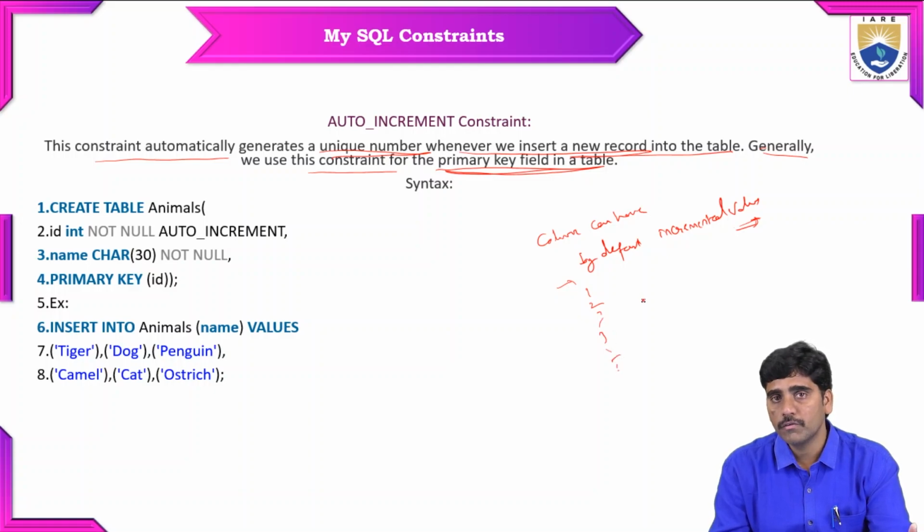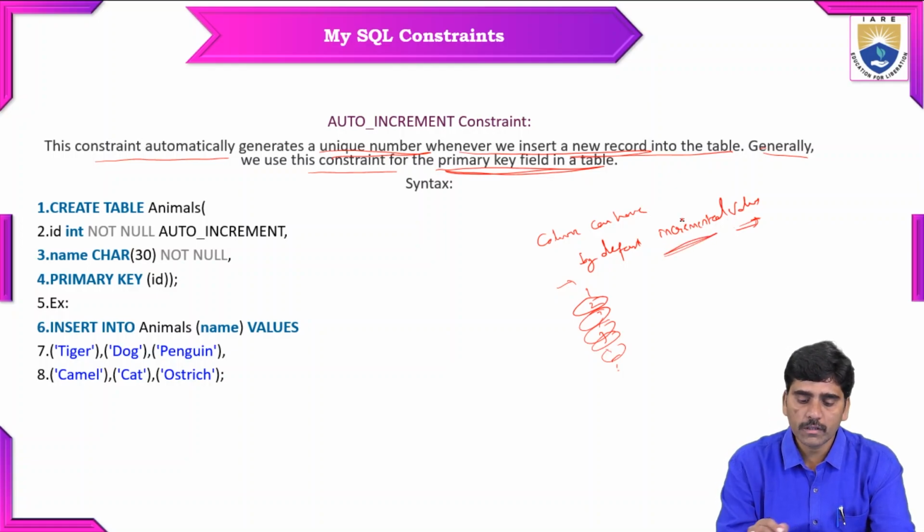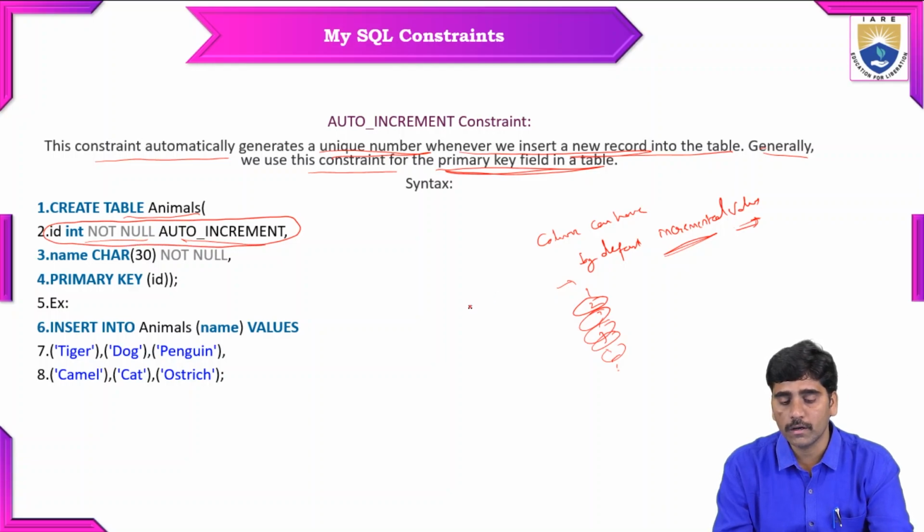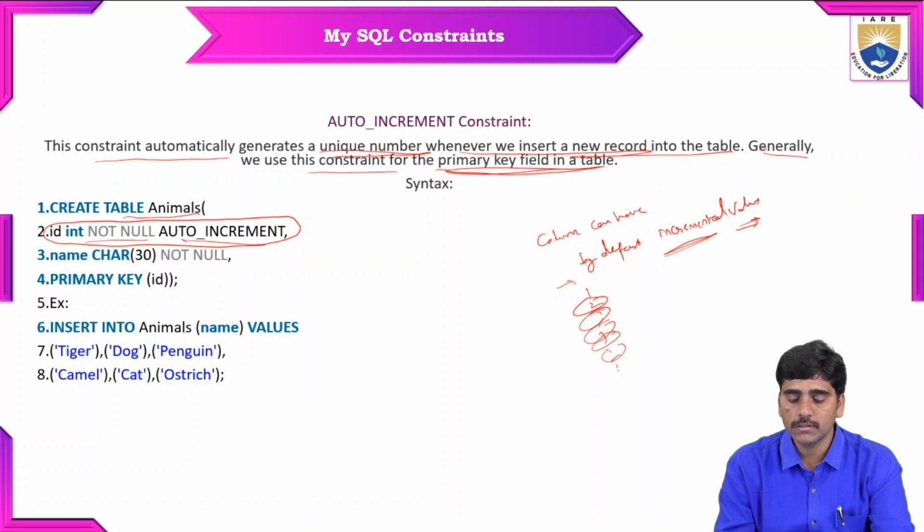If you want to rename or change your column values, then you don't need to specify auto increment values. So see here, create table animals. We are creating the table called animals, with id integer not null auto increment. We are applying auto increment to the id column, so that means id values we are not going to insert. By default it takes auto increment values.